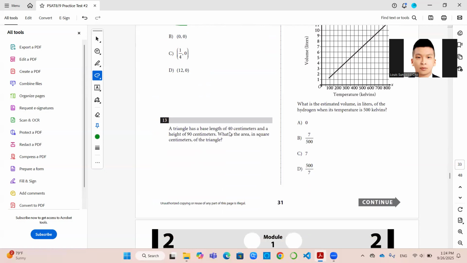A triangle has a base length of 40 centimeters and a height of 90 centimeters. What is the area in square centimeters of the triangle? Remember, the area of a triangle is 1 over 2 times base times height, which is equal to 1 over 2 times 40 times 90. So it's 20 times 90, that's 1800. So 1800 is the correct answer.